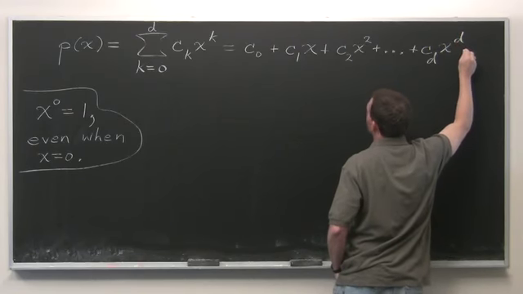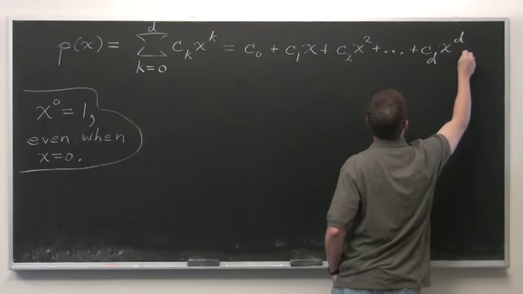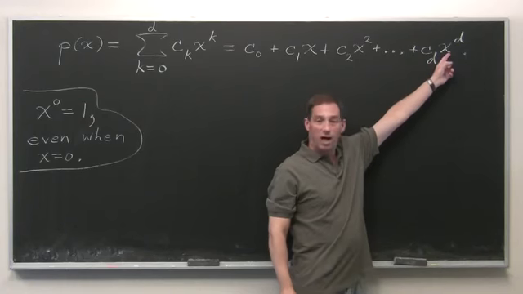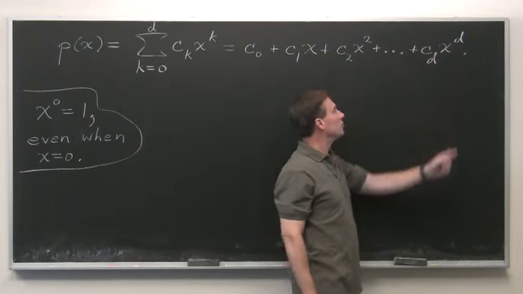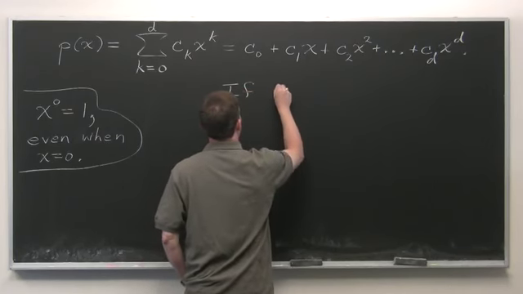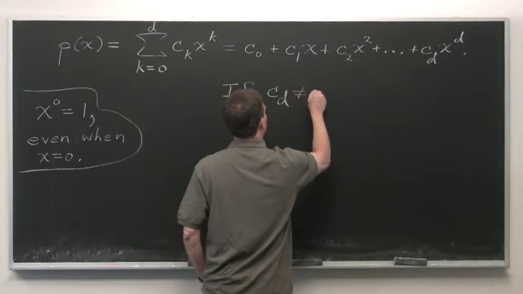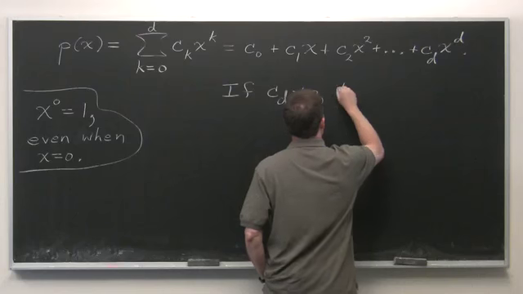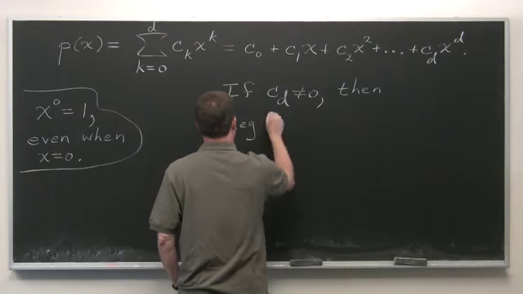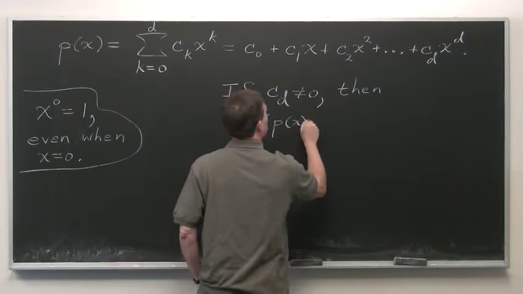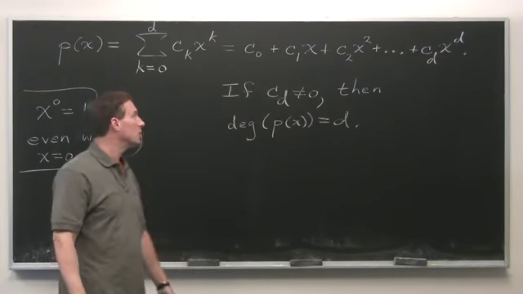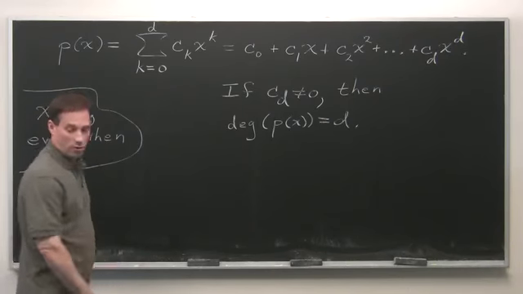I'm thinking of d as the degree, but d would only be the degree if it's the highest power term and it appears with a non-zero coefficient. So I wrote d thinking degree, but you really need, if c sub d is unequal to 0, then the degree of p of x, I'll write deg, is that d, the highest power term that appears with a non-zero coefficient.